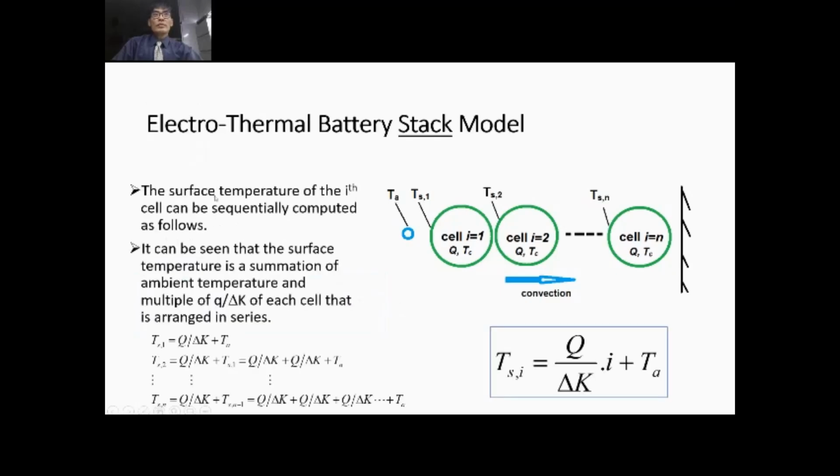The surface temperature of the ith cell can be sequentially computed as follows. It can be seen that the surface temperature is a summation of the ambient temperature and a multiple of the Q over delta K of each cell that is arranged in series. So you can see that the surface temperature is Q over delta K plus Ta.